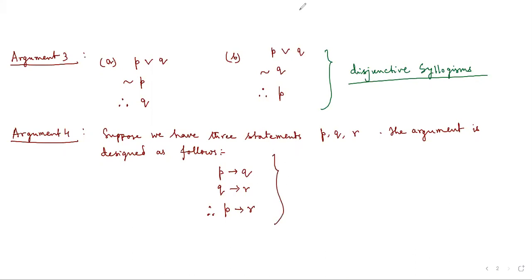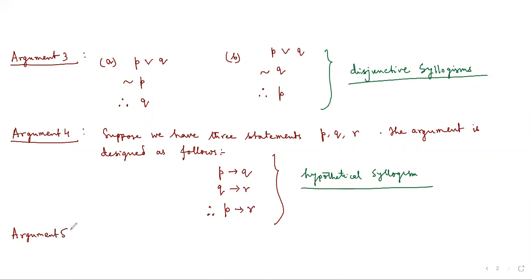Its name is hypothetical syllogism. If you have time, you can verify this quickly later on. So this is my argument 4. Argument 5, which I'm going to write here, I'll ask you to check once again, because it is a new and a little bit confusing argument.